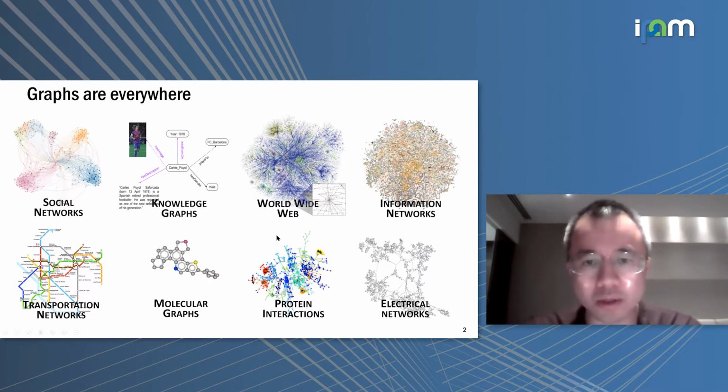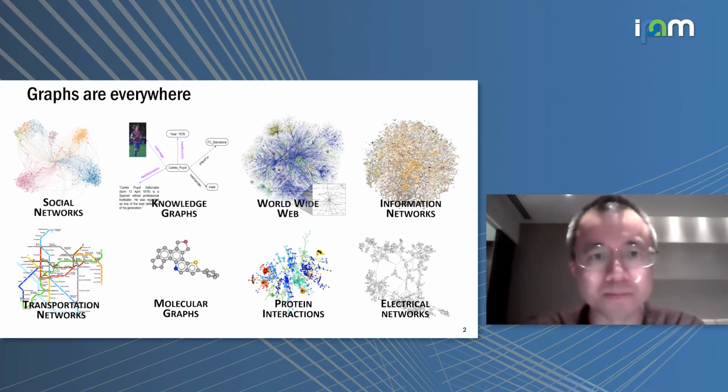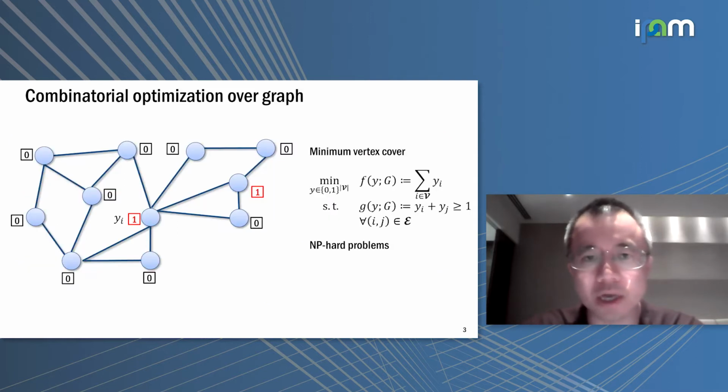In this talk, I will take minimum vertex cover as the running example, but we have tried the same method on other kinds of combinatorial optimization as well, like maxcut and others. So let me just use this combinatorial optimization problem over graphs as the running example.